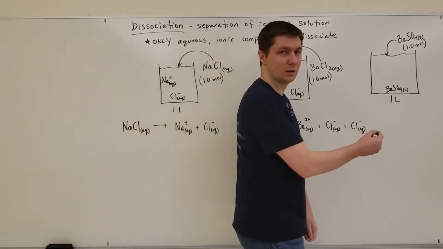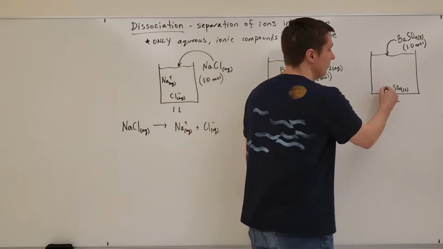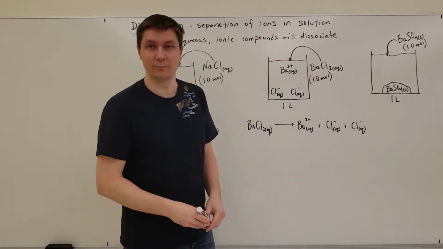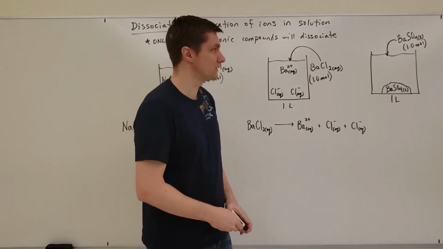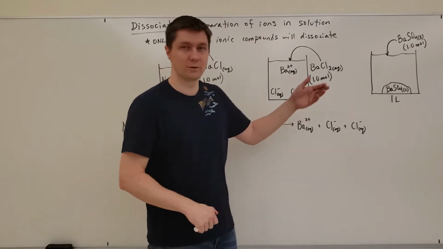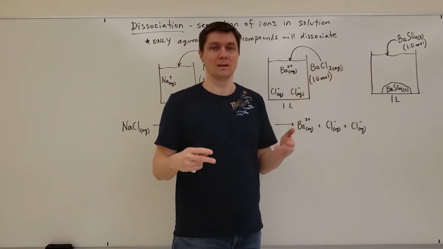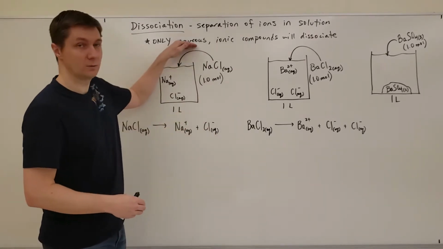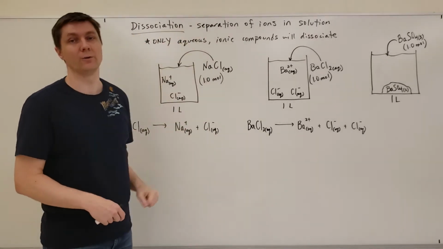And so you may end up, if you drop a whole bunch in, you just end up with a big clump of barium sulfate, for example, in this one, at the bottom of the beaker. If you look in your solubility chart, you'll notice that barium sulfate is not soluble. And because it's not soluble, it's not aqueous, therefore it does not undergo a dissociation.